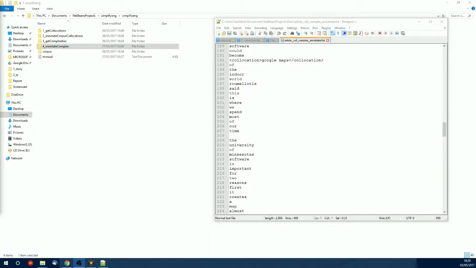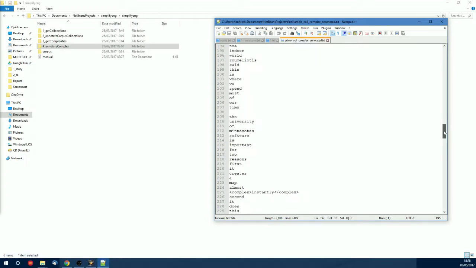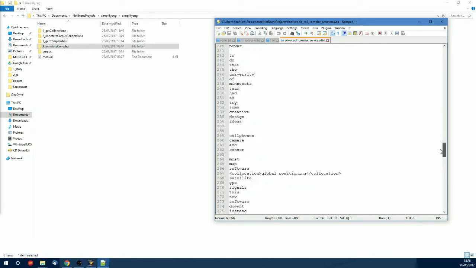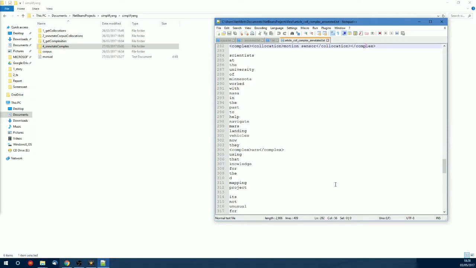The last step serves only one purpose, which is annotating complex terms and collocations in any input text. In the Notepad++, an example of a result is opened, and we can see Google Maps annotated as a collocation because they appear a lot together, and for example, motion sensor being annotated as a collocation and being complex at the same time. However, because of a small corpus or because of inappropriate data, we can have some issues with words like are, which have been annotated complex here. Using a bigger corpus could help prevent this.